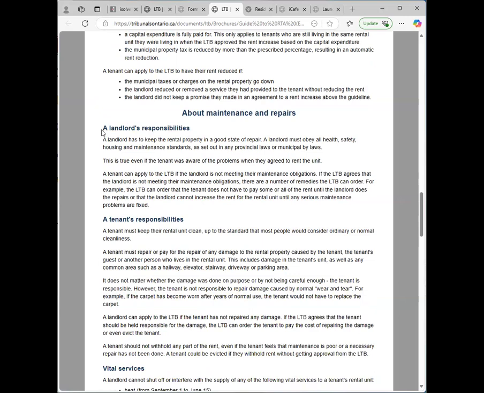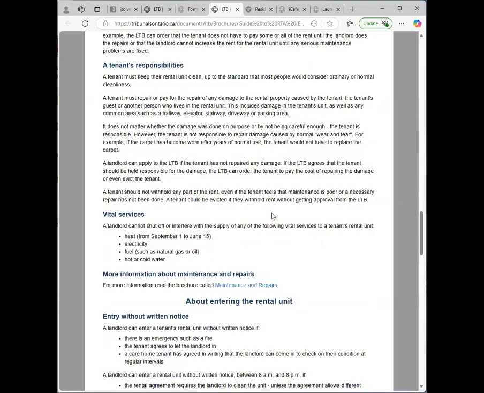About maintenance and repairs, landlords' responsibilities, tenants' responsibilities, and vital services. I've seen this show up a couple of times as required services or essential services. So it's very simple. A landlord cannot shut off or interfere with the supply of any of the following vital services to a tenant's rental unit: heat from September 1 to June 15th, electricity, fuel such as natural gas or oil, of course, that goes to the heating, and hot or cold water. It just says hot or cold water. It doesn't say hot or cold running water. You'll see that in other location specific episodes, where you'll see running water.